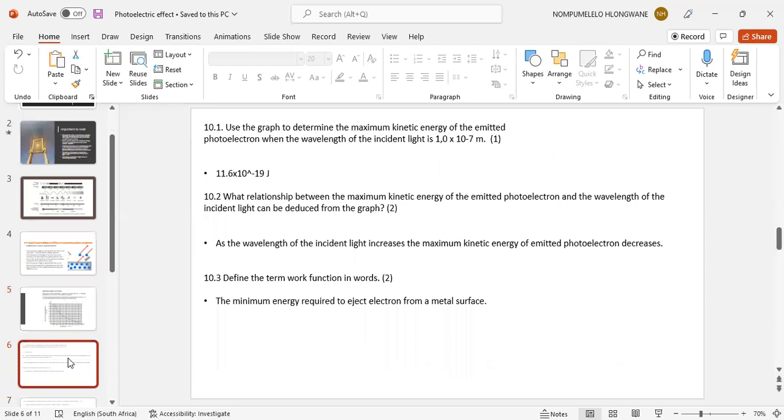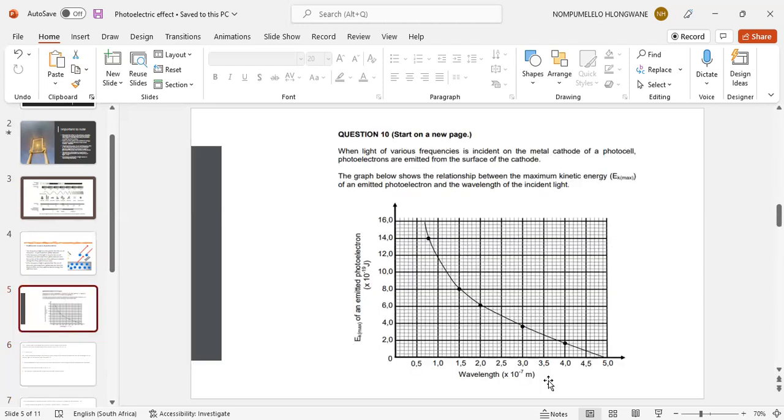Use the graph to determine the maximum kinetic energy of the emitted photoelectron when the wavelength of the incident light is 1.0 times 10 to the power of negative 7 meters. So you go to your graph, go to your wavelength on the x-axis, and look for 1.0 times 10 to the power of negative 7 meters. You use your ruler to trace it. Let's go up. We're looking for the kinetic energy of the emitted photoelectron.